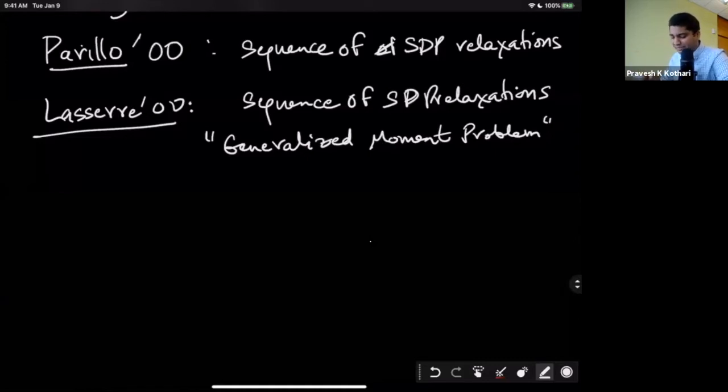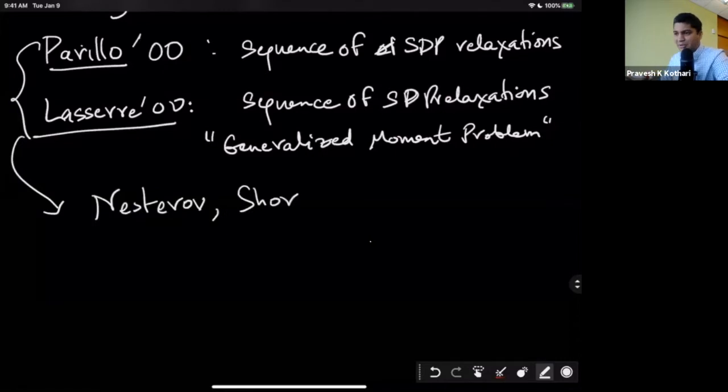And so in disguise, Lasserre was basically studying the dual to the SDP relaxations that arise in the sum of squares method. And actually, it turns out that these two were not exactly the first people who studied sum of squares either. There were some special cases of sum of squares optimization that were studied in maybe the early 90s, actually late 80s, by Nesterov and Naum Shor. This is not Peter Shor if you're thinking about him.